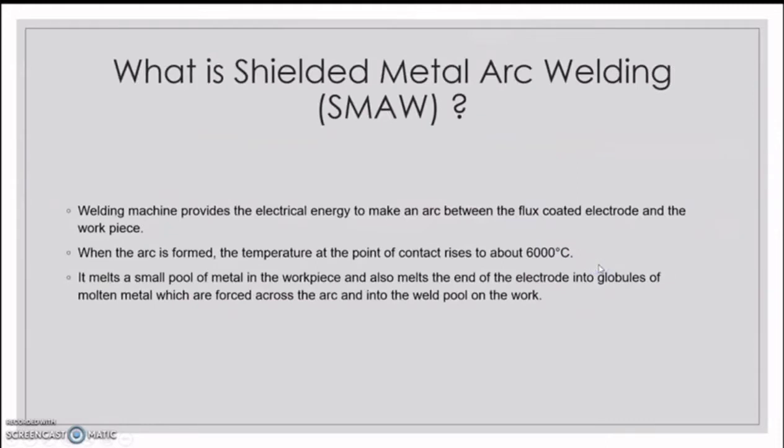What is shielded metal arc welding? The welding machine provides the electrical energy to make an arc between the flux-coated electrode and the workpiece. When the arc is formed, the temperature at the point of contact rises to about 6000 Celsius. It makes a small pool of metal in the workpiece and also melts the end of the electrode into globules of molten metal which are forced across the arc and into a weld pool on the work.